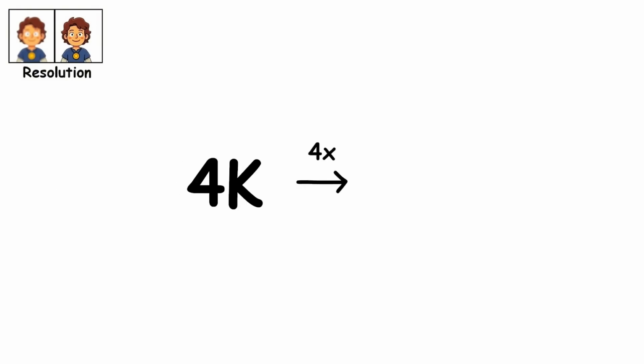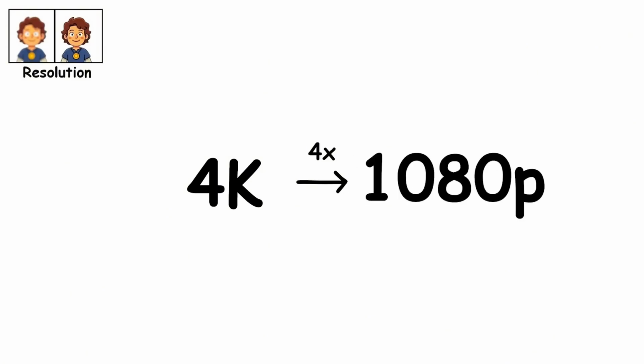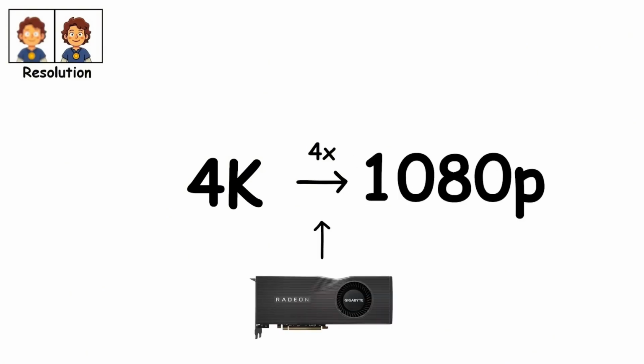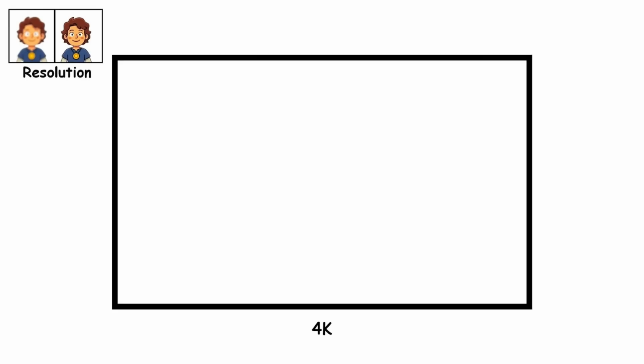4K has 4 times as many pixels as 1080p, which means your graphics card has 4 times the work to do. That's why switching to 4K can turn a smooth 120 frames per second experience into a cinematic 27 frames per second slideshow.